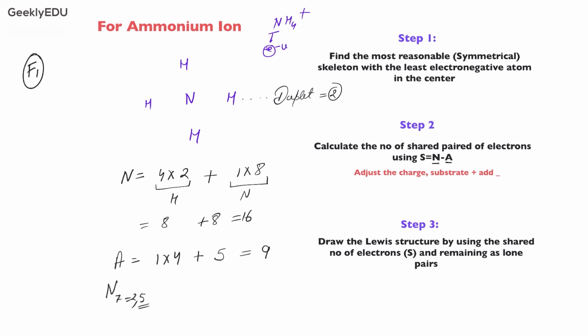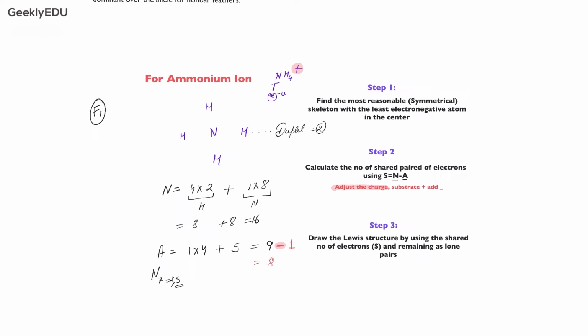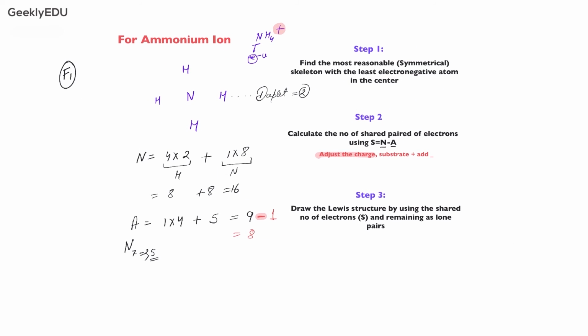Now there is a peculiar change that you must make. You have to adjust for the charge. In the case of the ammonium ion, there is one positive charge. Positive means you have already lost 1 electron, so you need to subtract 1. That means now only 8 electrons are going to be available. Following this, we use the same formula. S is equal to 16 minus 8, that equals 8. So let's start forming bonds.